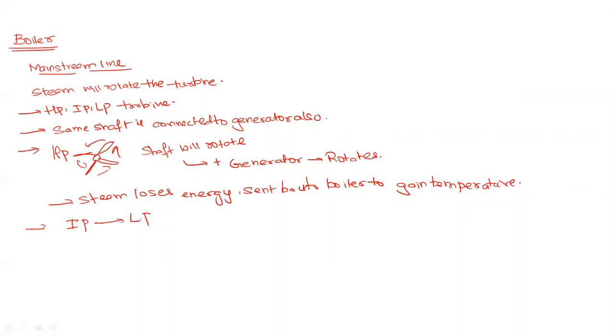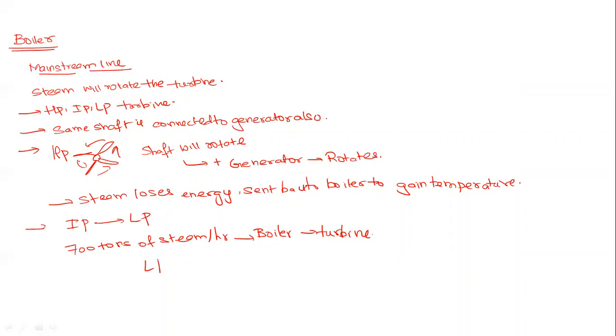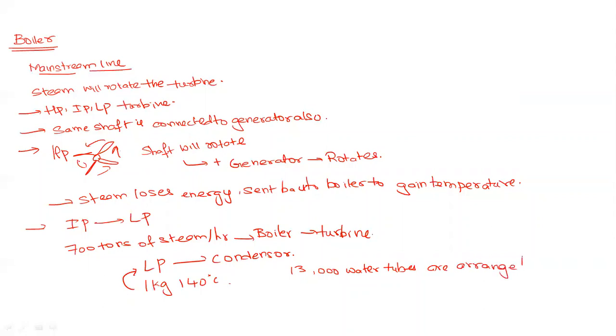So 700 tons of steam per hour is generated in the boiler and transported to the turbine. When the steam is dumped from the LP turbine to the condenser, the steam at a pressure of 1 kg and temperature of 140 degrees is dumped into the condenser, wherein 13,000 water tubes are arranged. Through these water tubes the cooling water is sent, and when the steam is dumping vertically down and the water is circulating horizontally in the pipes, the steam gets turned into condensate.